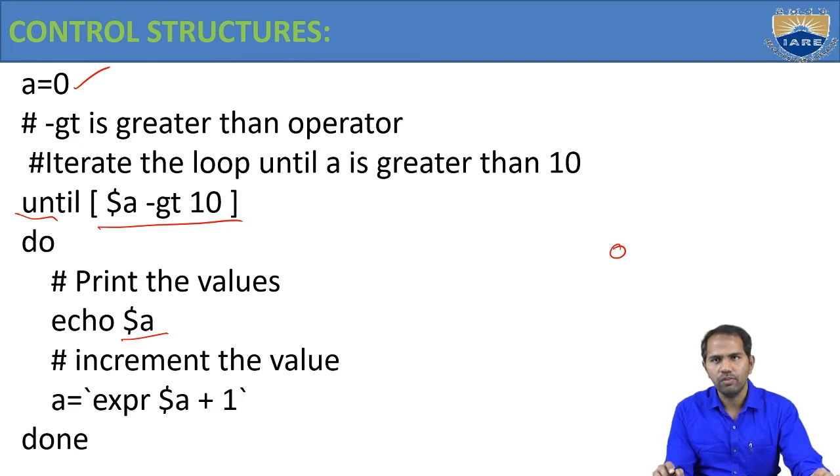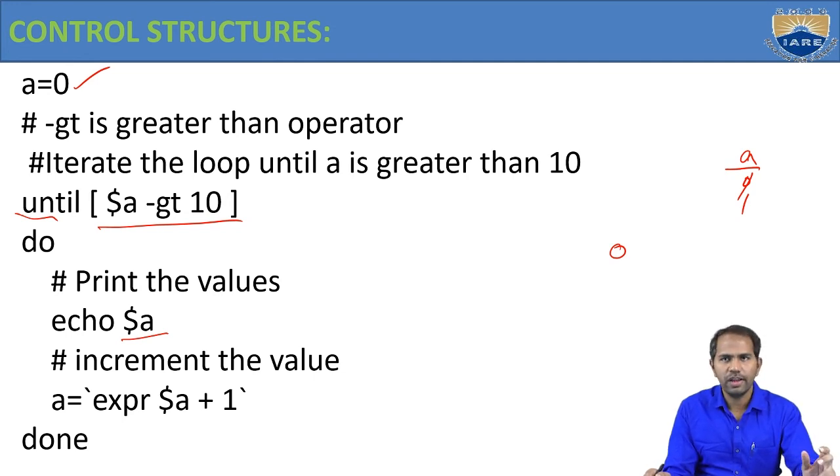Now after printing the value, increment it. The a value is incremented from 0 to 1. Then next it takes 1. Is 1 greater than 10? No, 1 is not greater than 10. So again it enters here, printing the a value as 1. Then again the a value is incremented to 2, and so on like that. It's printing up to 9.